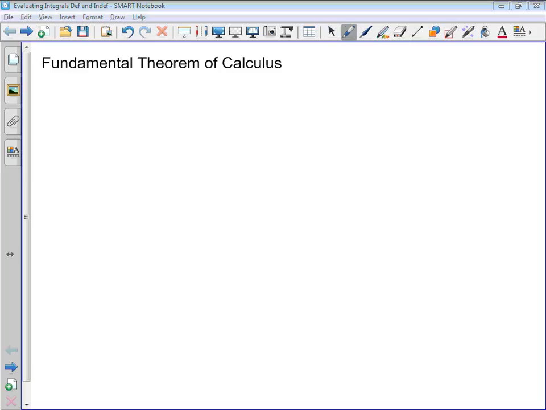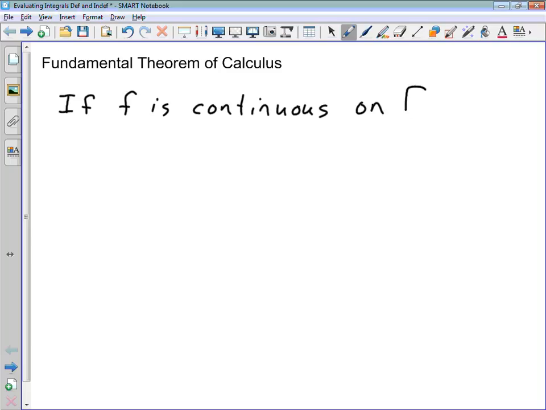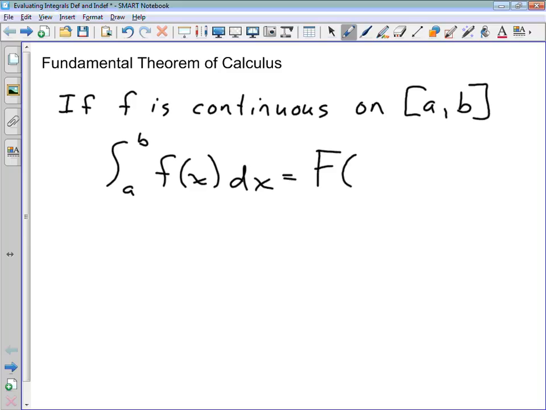What the fundamental theorem of calculus states is that if our function f is continuous on a closed interval from a to b, and we want to find the area under the curve f from a to b, we can evaluate the integral from a to b of the function f at x dx, and that is in turn equal to the antiderivative of f evaluated at b minus the antiderivative evaluated at a. And this was like the last thing I wrote on the board in the last lesson.